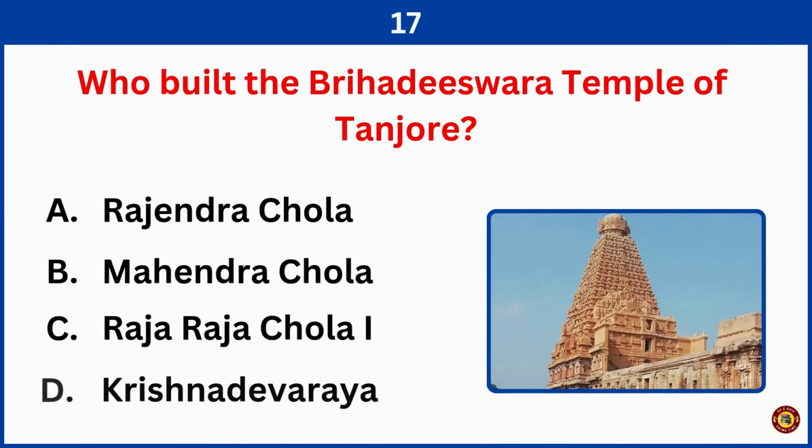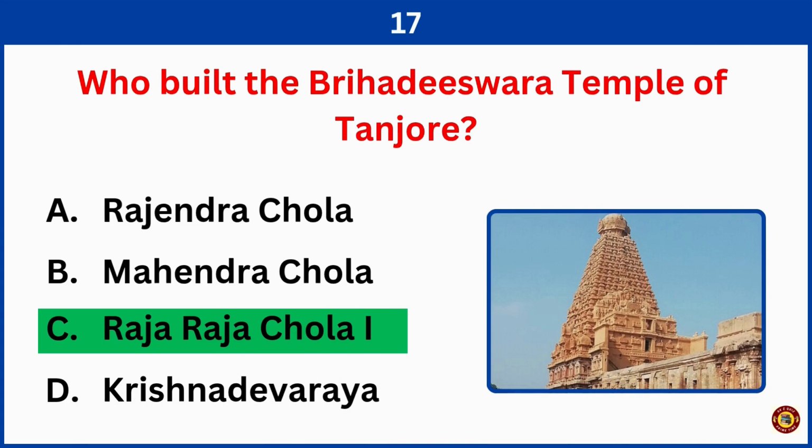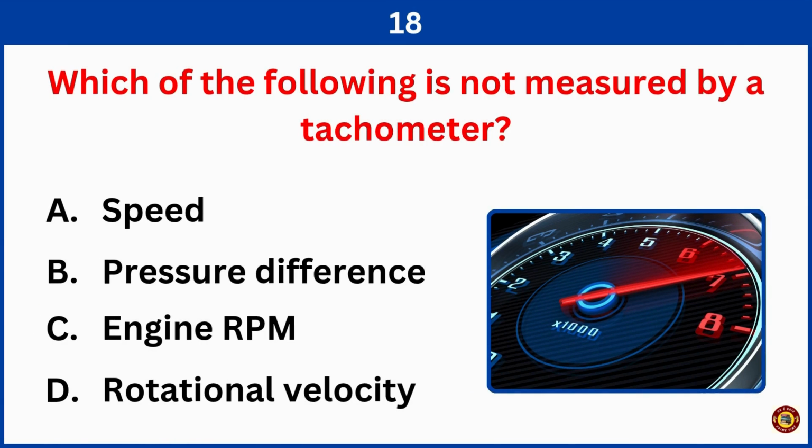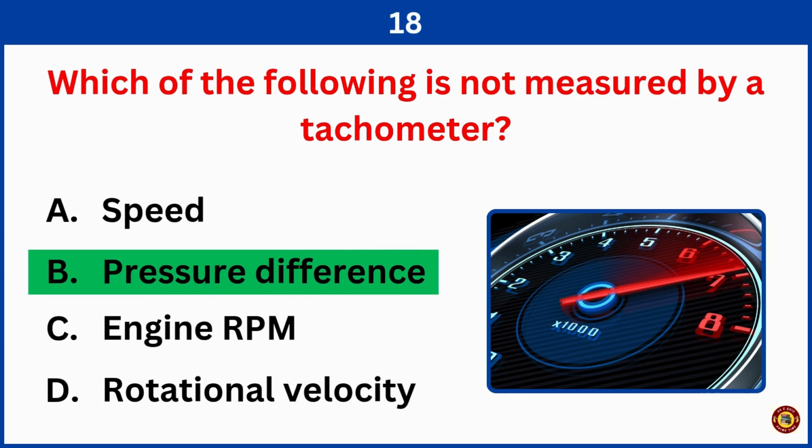Who built the Brihadeshwara temple of Tanjore? Right answer is option C, Rajaraja Chola the first. Which of the following is not measured by a tachometer? Right answer is option B, pressure difference.